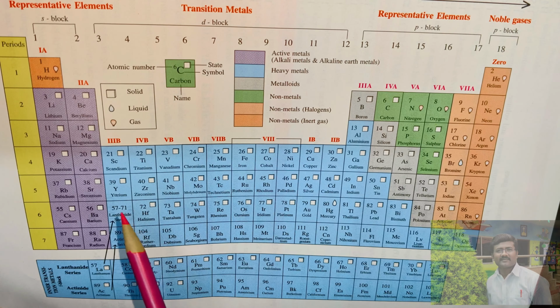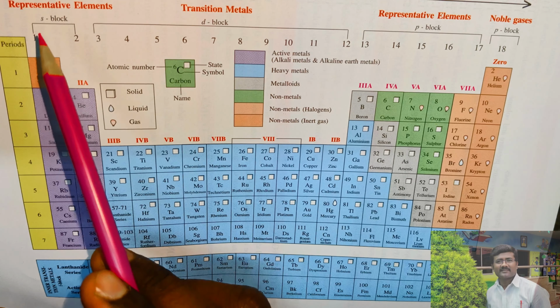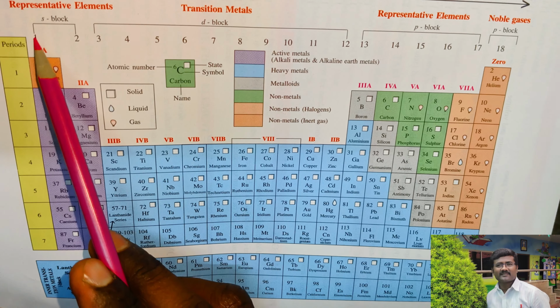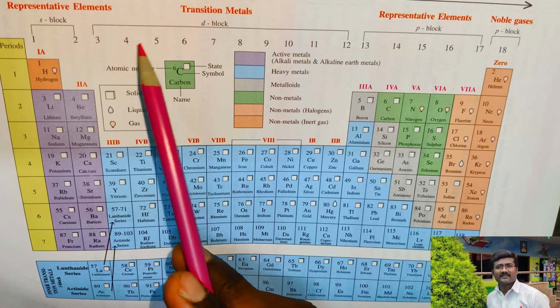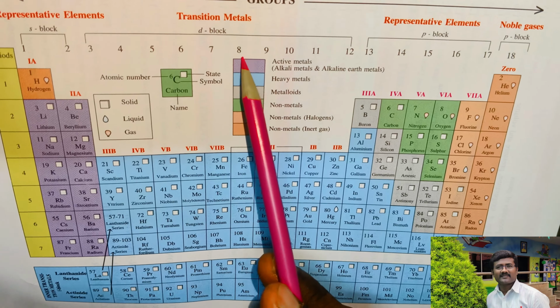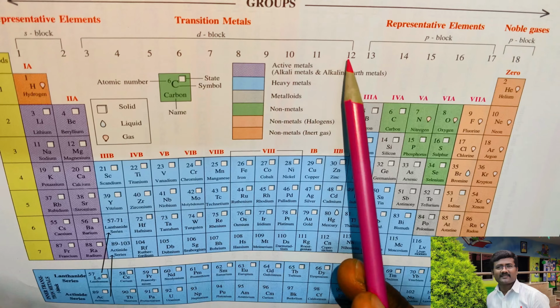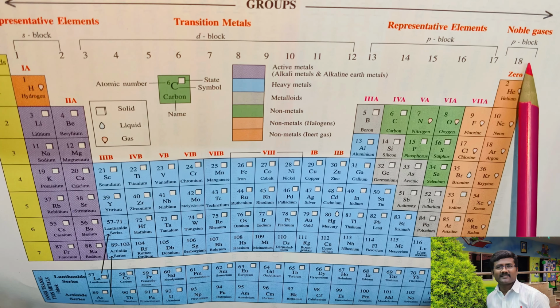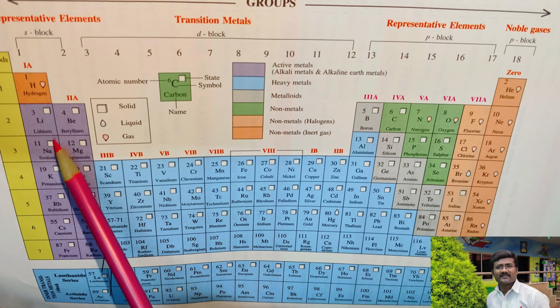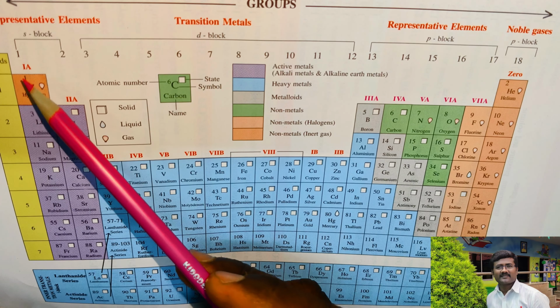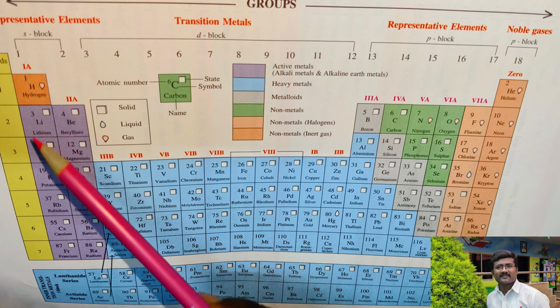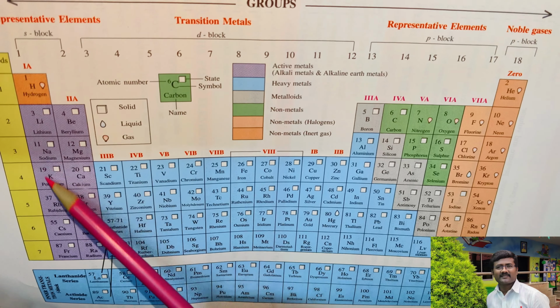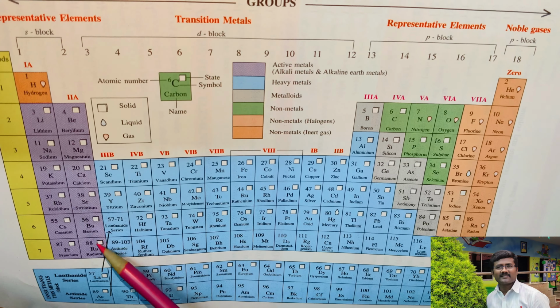So you can see the periodic table. Here you can see 1, 2, 3, 4, 5, 6, 7, 8, 9, 10, 11, 12, 13, 14, 15, 16, 17 and 18. These are the vertical columns. From the beginning, it starts from hydrogen and ends with protonium. This is a vertical column. This is also a vertical column.